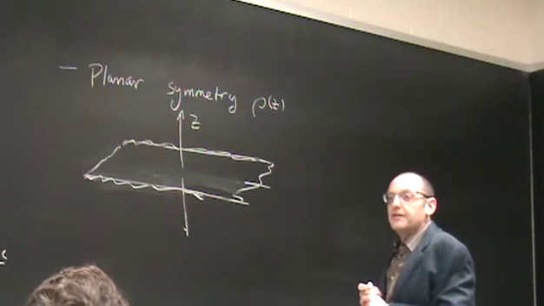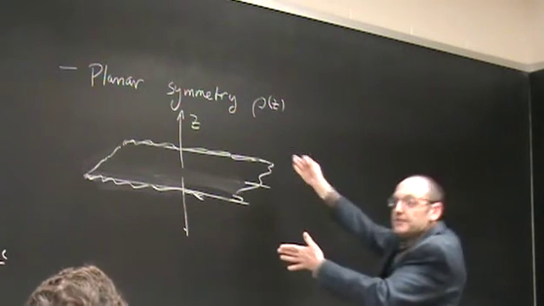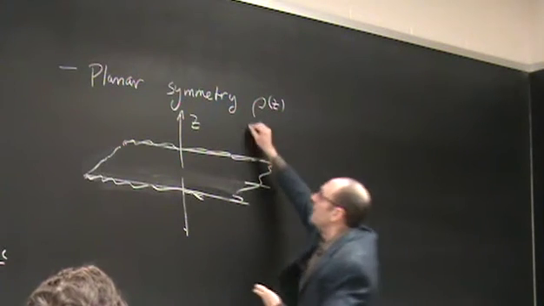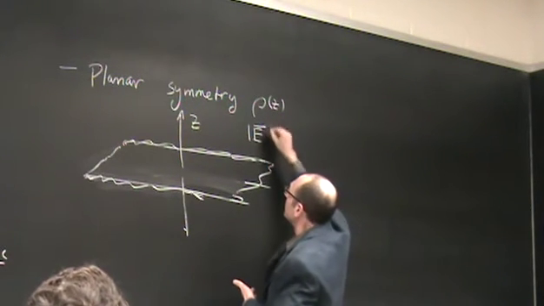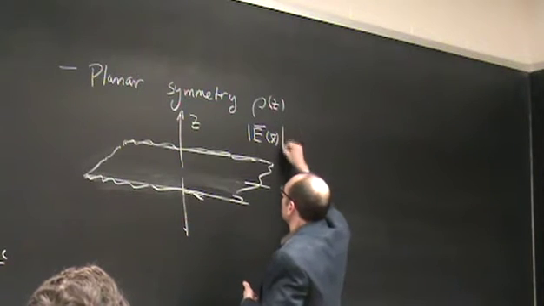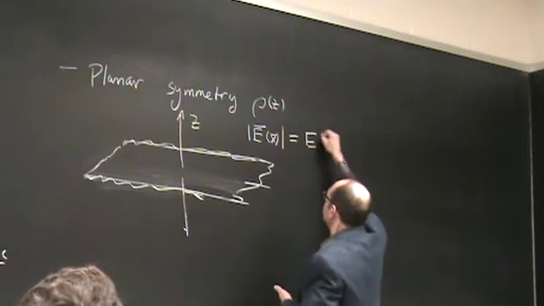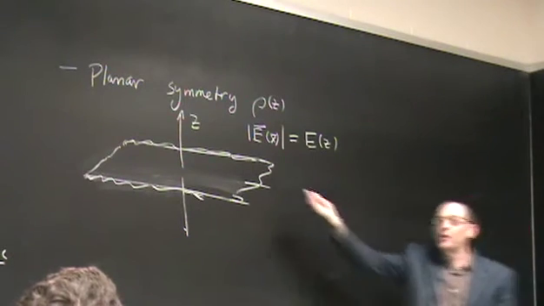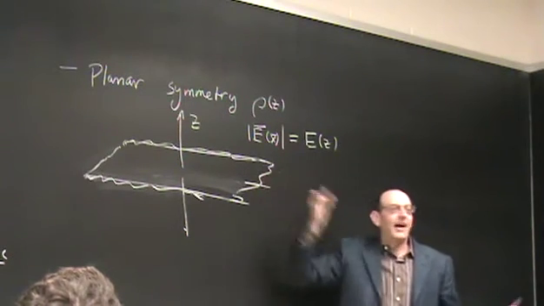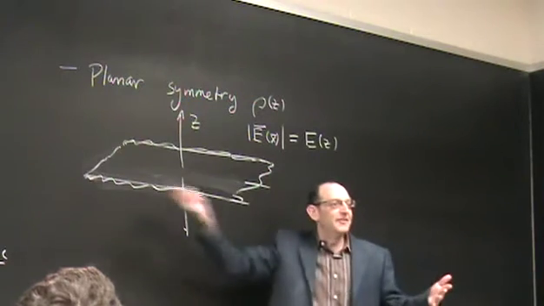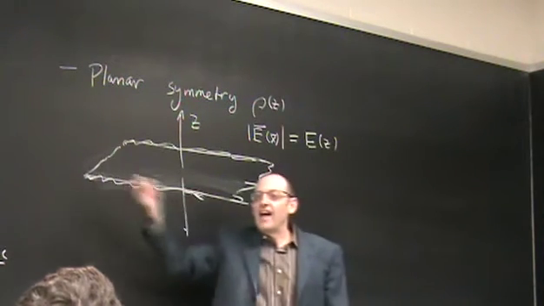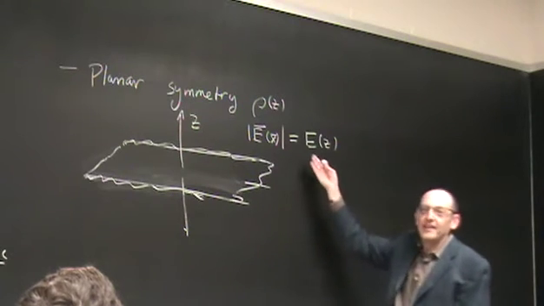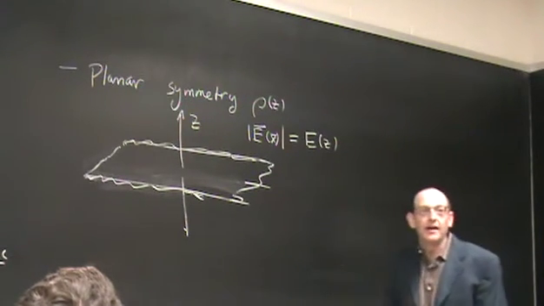So in this case, again, we know instantly what the form of the electric field is. The magnitude of the electric field can only depend on Z. It cannot depend on X and Y because where the heck am I? In X and Y I have no marker, there's nothing that distinguishes one X or Y coordinate from the other. So from that perspective, we know instantly it can only depend on Z.